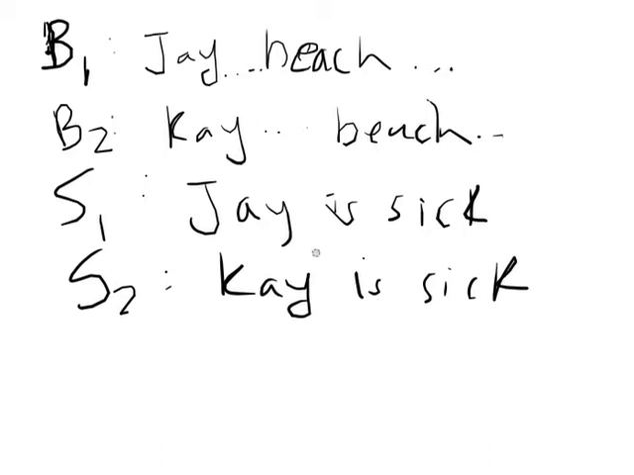So I'm going to erase this in a moment when we start the other steps, but I want you to keep this in the back of your mind, and this is our translation manual for the first step. So B1 means that J is going to the beach, B2 means that K is going to the beach, then S1 means that J is sick, and S2 means that K is sick.